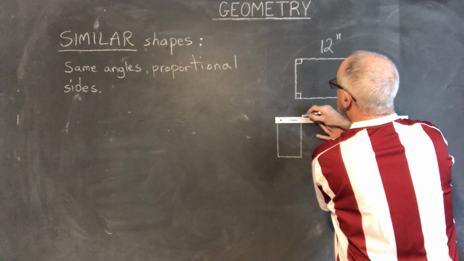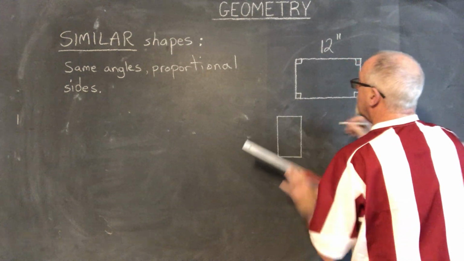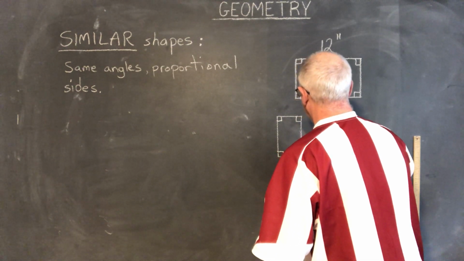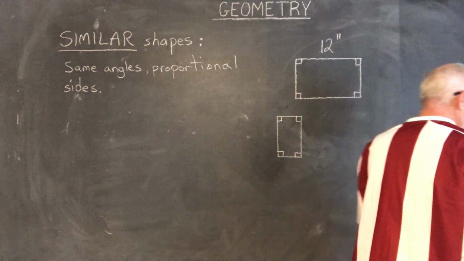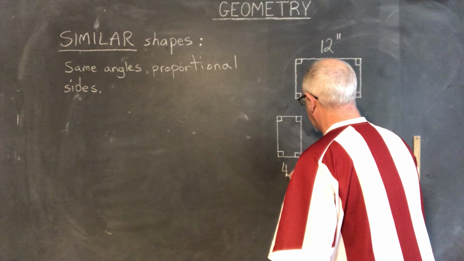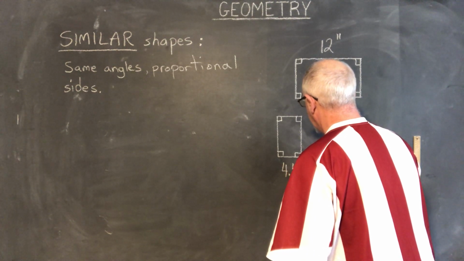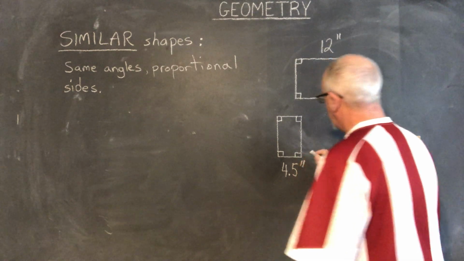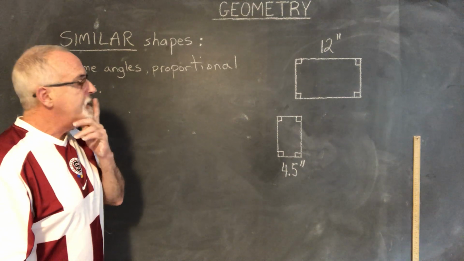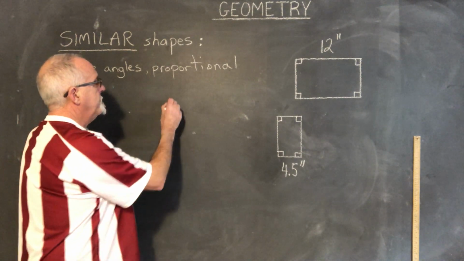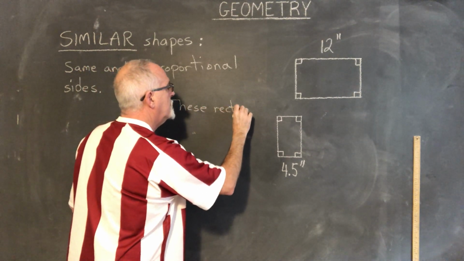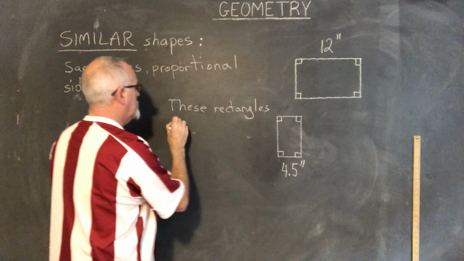Almost done. So we have 2 rectangles. Are they similar? Okay, I want to put one more thing in, and it's this. 4.5 inches. We have enough information, almost enough information to solve. Here, we need to know these rectangles are similar.